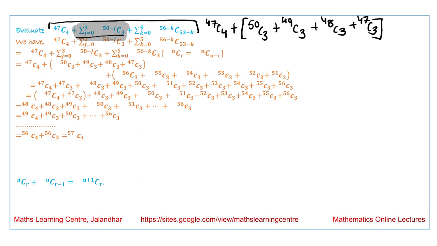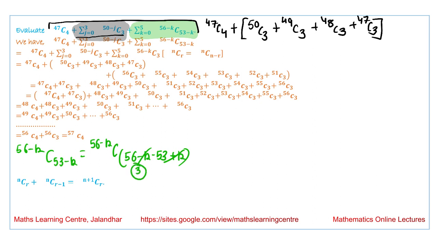Next we have the second summation, which is in this form. Now look at this term over here, it is (56 minus k)C(53 minus k). We can write this as (56 minus k)C((56 minus k) minus (53 minus k)). So these two k's get cancelled, and we are left with this 3 over here. So this is equal to (56 minus k)C3. Now the values of k are varying from 0 to 5.